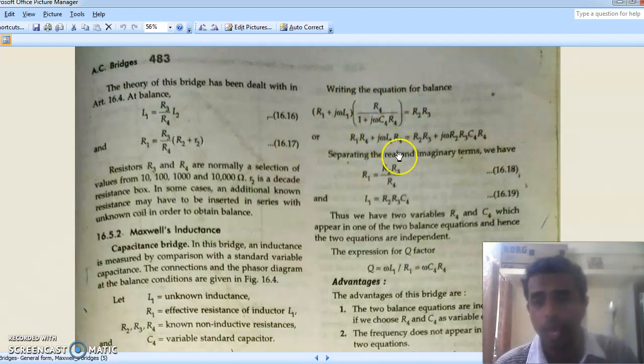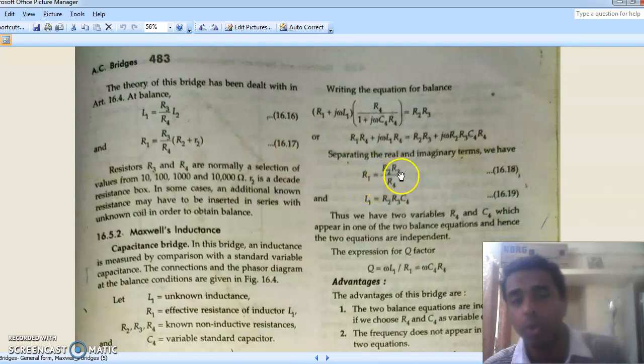If I open it and group all the real terms and imaginary terms and equate the real parts and the imaginary parts separately, then I should get two equations for the unknown quantities, that is R1 and L1. These two equations are R1 equal to R2 R3 by R4 and L1 equal to R2 R3 C4. So here we see that we have chosen R4 and C4 as the variable quantities. So these are the two independent equations.